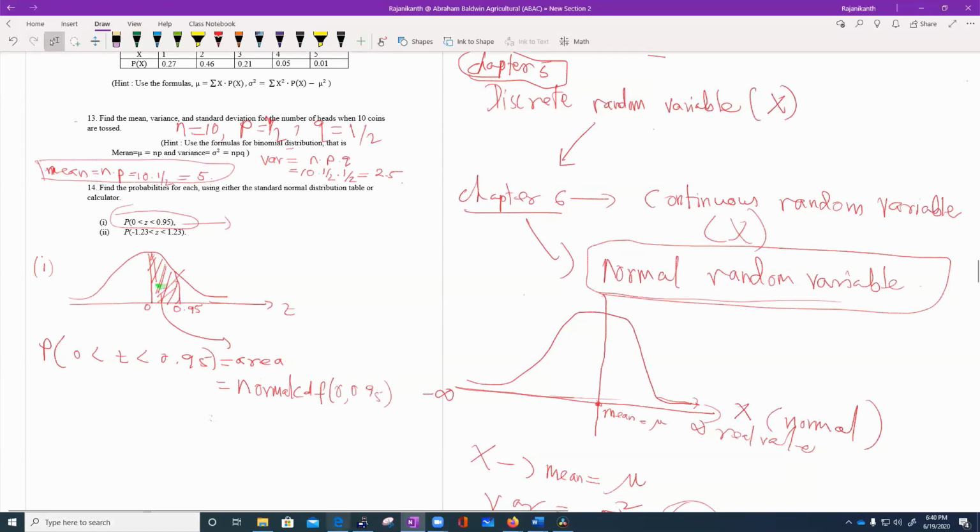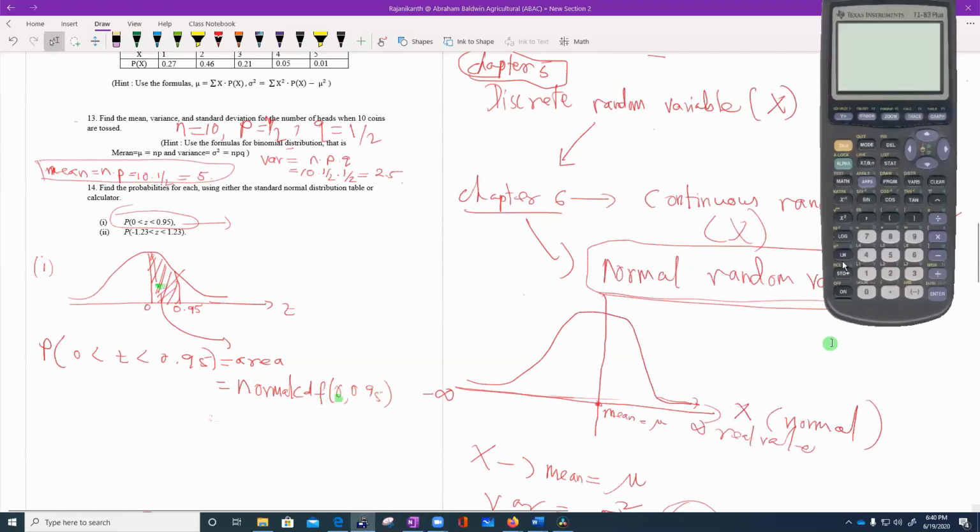Now type this function, one word answer. When you write like this in your exam, make sure that you are writing this step. Don't write only answer. You need to write this normal CDF, this one. Otherwise, I don't know, right? Make sure that's okay. How do you go to normal CDF? Second var. Number 2. Normal CDF. And I need to type now 0, 0.95. That's it. Write into either 2 or 3 decimal places. I'm writing 3 decimal places.